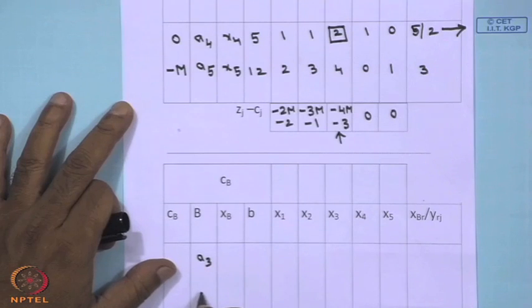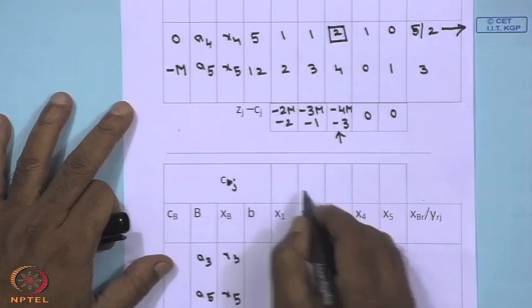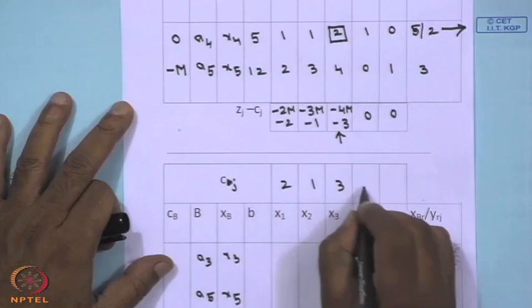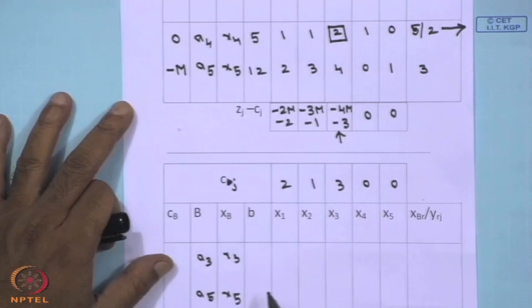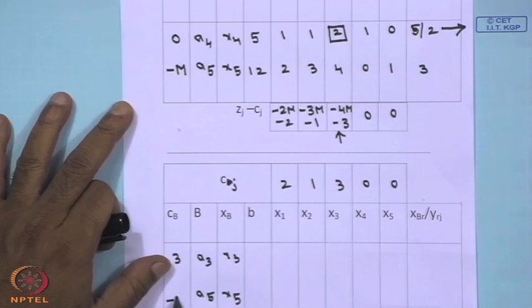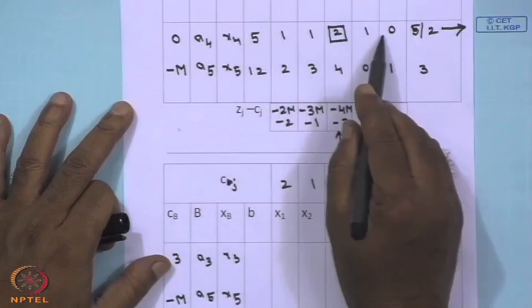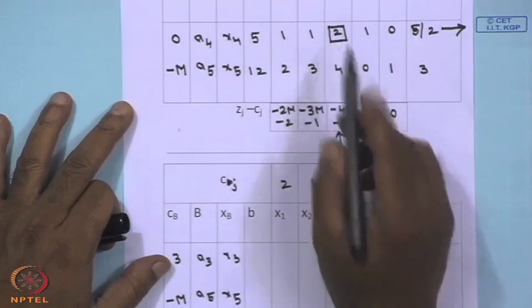So, it will be A 3 and A 5, so x 3 and x 5. Your C j is 2, 1, 3, 0, 0; this remains the same. Your C b now becomes 3 corresponding to x 3, and this is minus M. So now, the first row we divide by 2, so that this pivot element becomes 1.